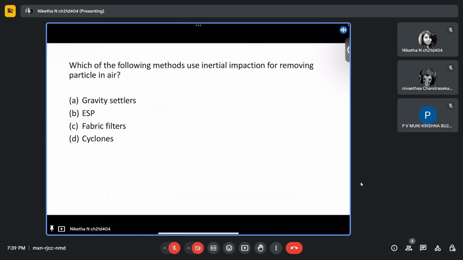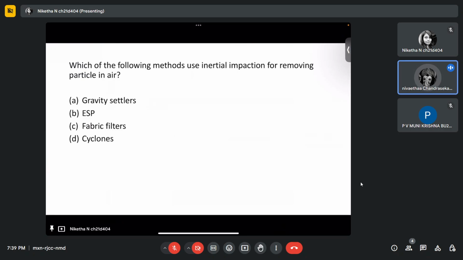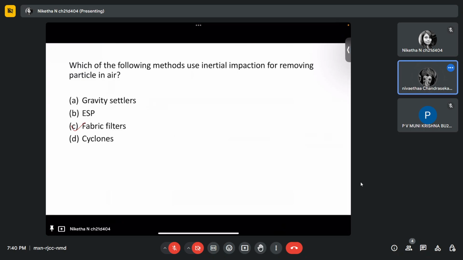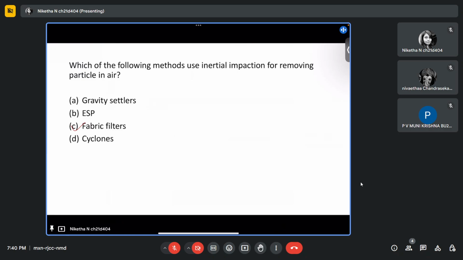Which of the following methods use inertial impaction for removing particles in air? Ma'am, both fabric filters and cyclones will come now, ma'am. Yeah, fabric filters, but are you sure cyclones? No, ma'am. Yeah, cyclones are not based on inertial impaction. There are two types of forces acting: one is the centrifugal force, and one is the gravitational force.